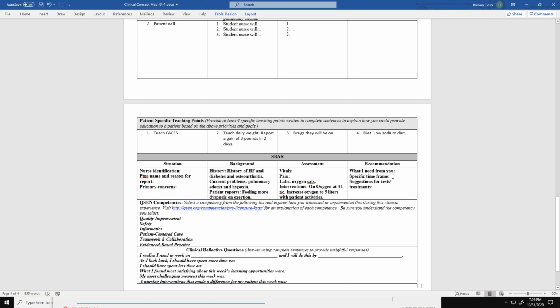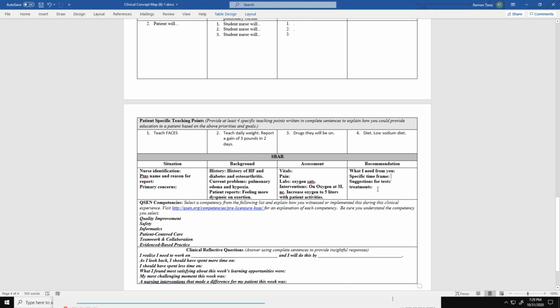And then you also want to make sure that you have a time frame. If they say, yeah, give him an extra 20 milligrams of Lasix IV, you say, okay, is that one time now? And they'll say, yes. Or he might say, give him 20 milligrams now and give him 20 milligrams in the morning on top of his regular dose, right? Something like that. So you want to be specific as to when and for how long.